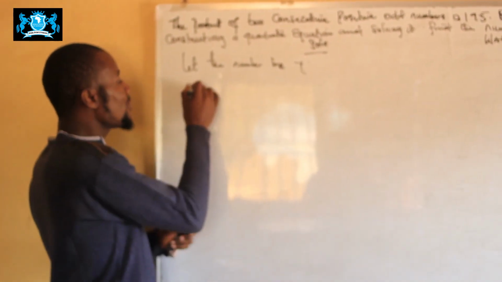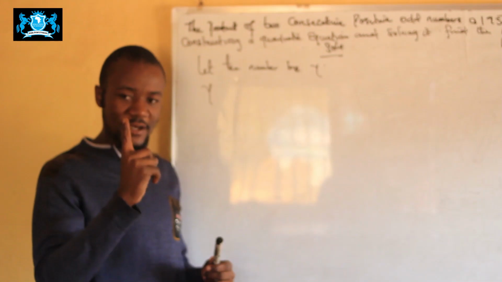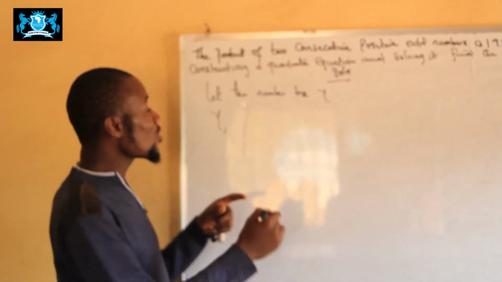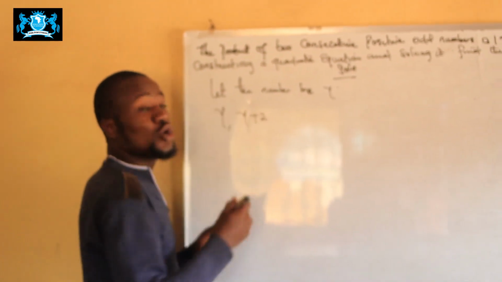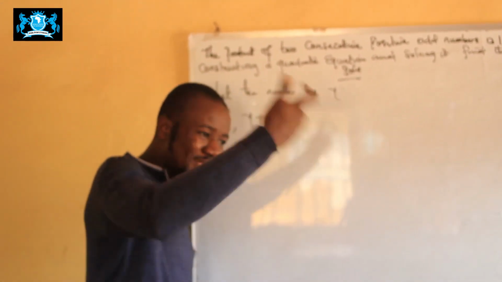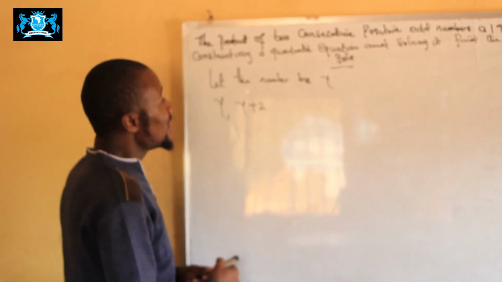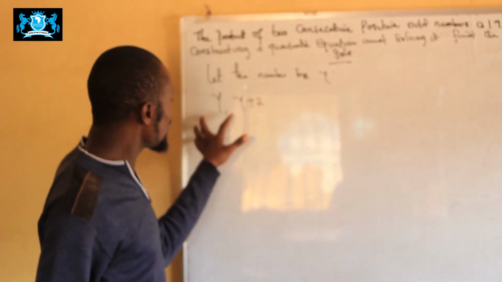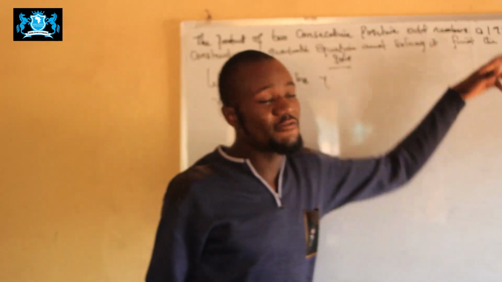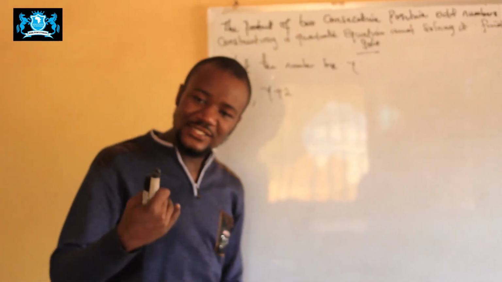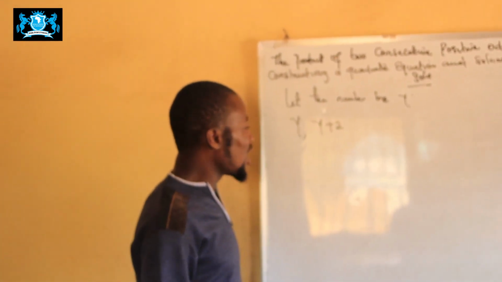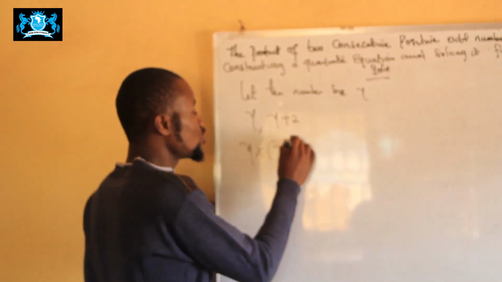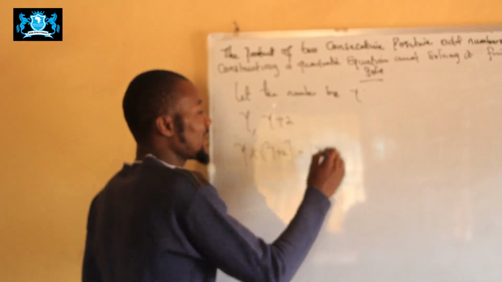The first number will be y. Then the next one, because they say there are 2, will be y plus 2, because you are adding 2 to get the next odd number. Now the question says the product of the two consecutive odd numbers is 195, and product in maths is multiplication. So y times y plus 2 will give us 195.